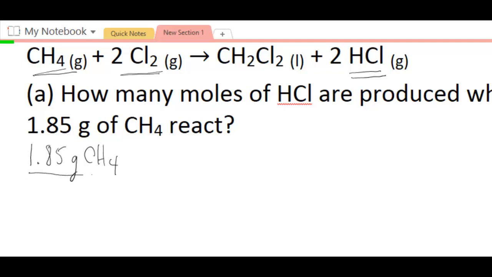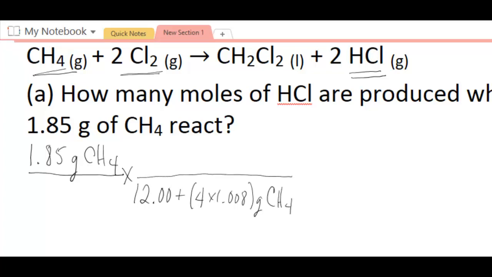So you know grams of methane, and you can find the molar mass of methane by looking up the weight of carbon and hydrogen in the periodic table. So you'd have that many grams of methane once you do the math there to 1 mole of methane. And then you're going to relate moles of methane to moles of hydrochloric acid.